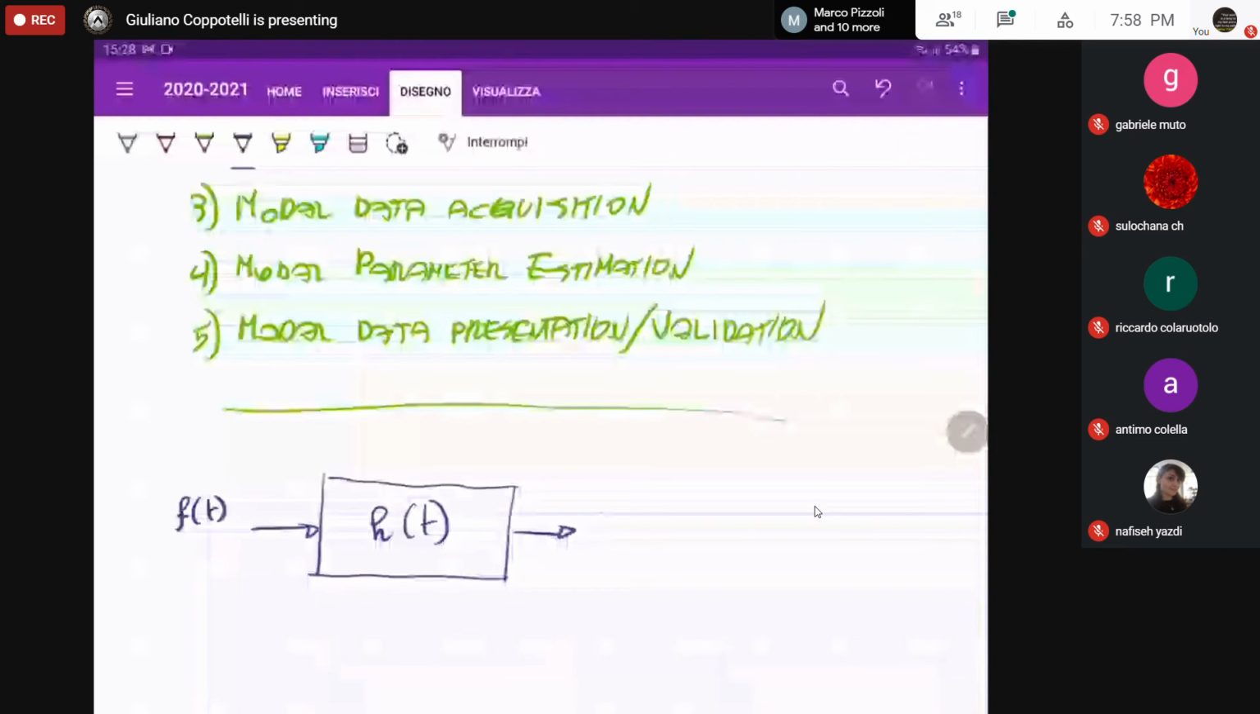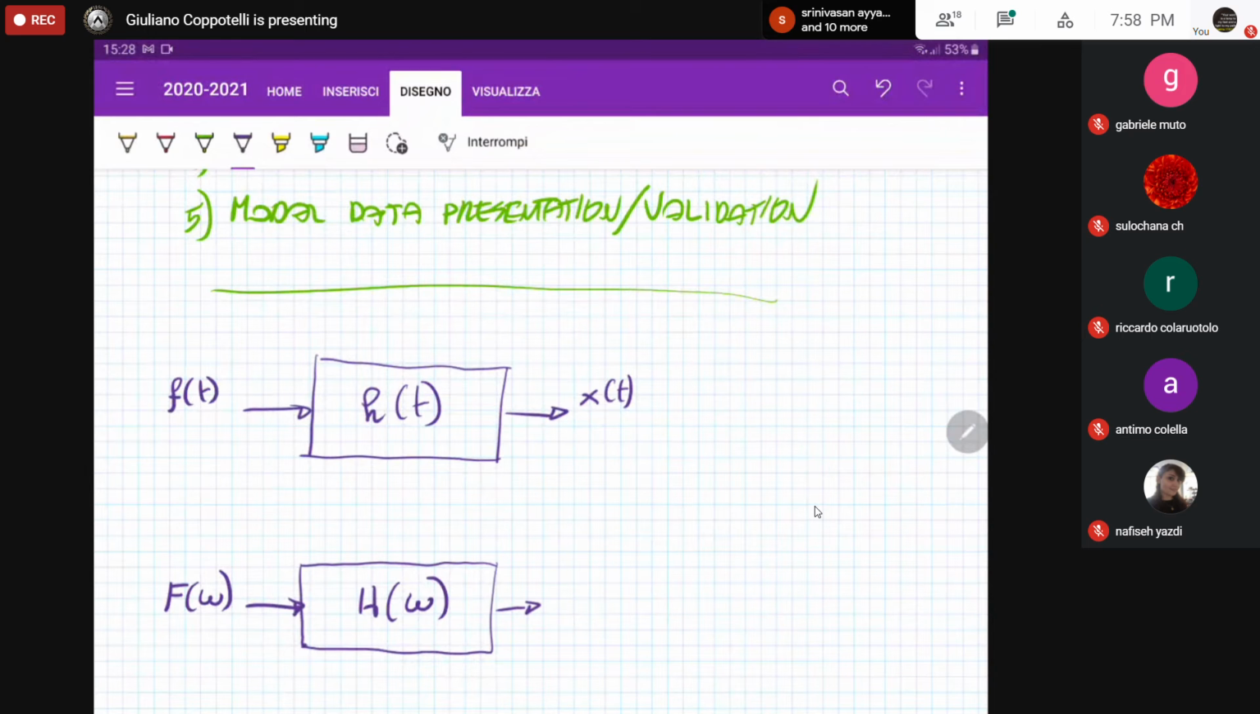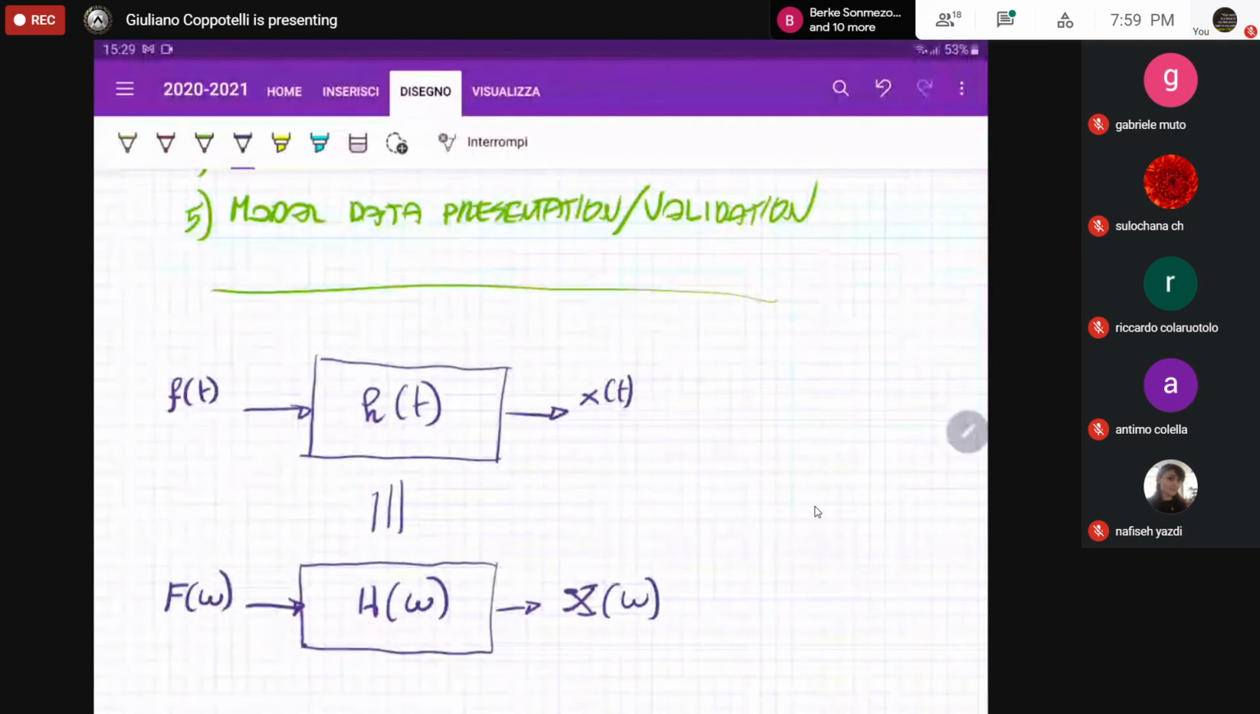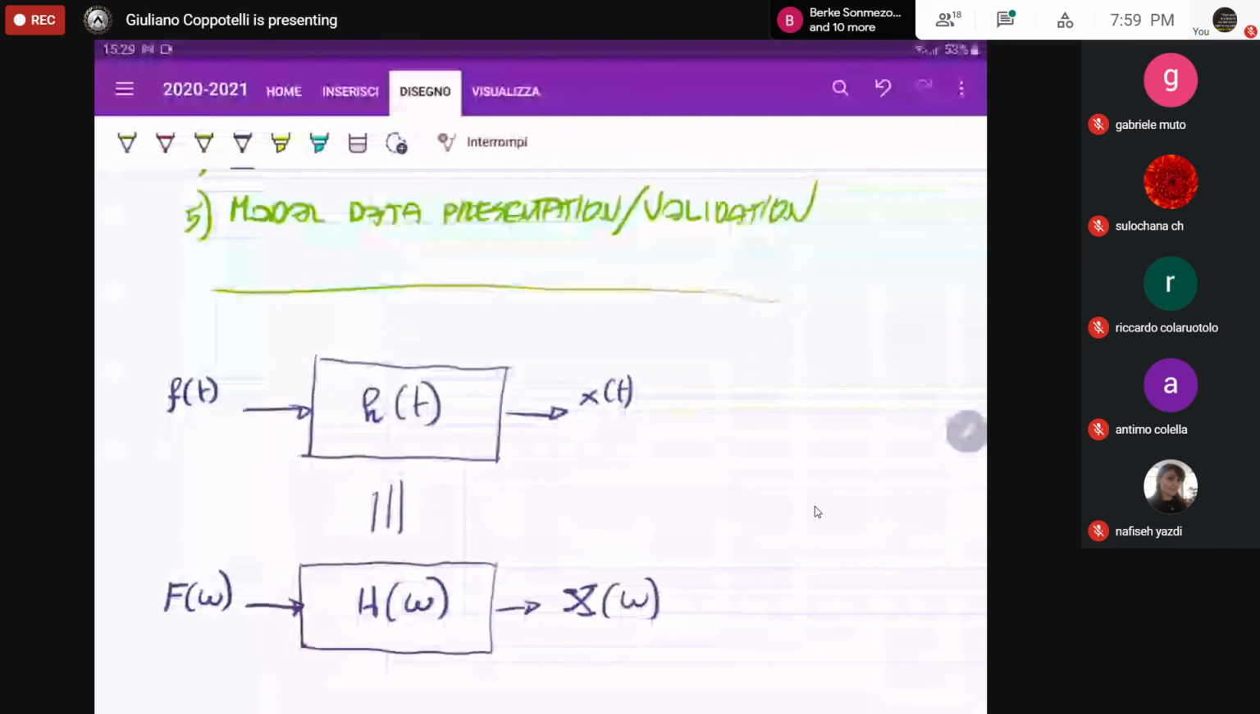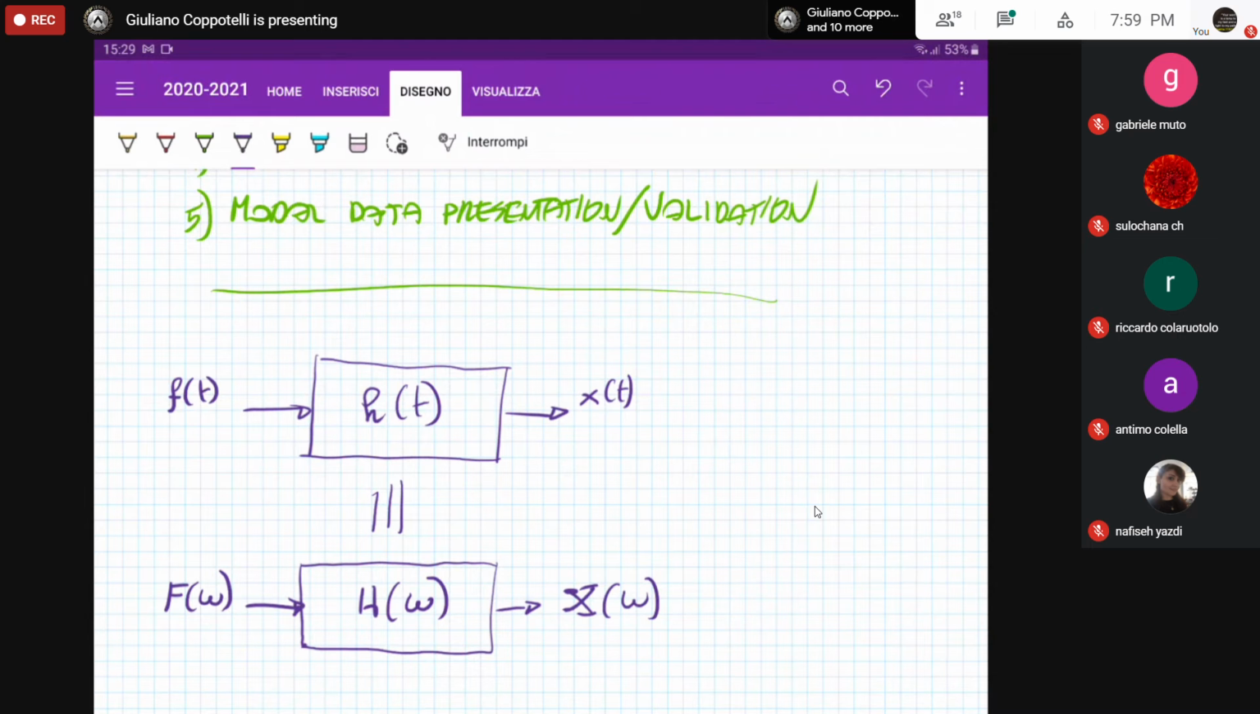Or on the other side, in the frequency domain, your system is characterized by a frequency response function that is representative of the behavior of your system. We have your loading excitation in the frequency domain, capital F, and your output response, that is your capital X, in the frequency domain. These two relations are the same: they tell me the properties of your system, one in the time domain, the other in the frequency domain.